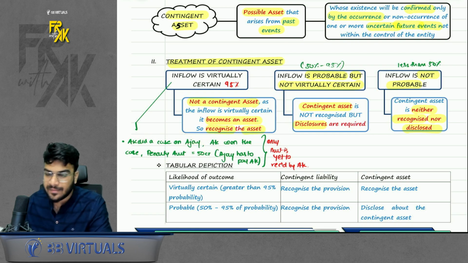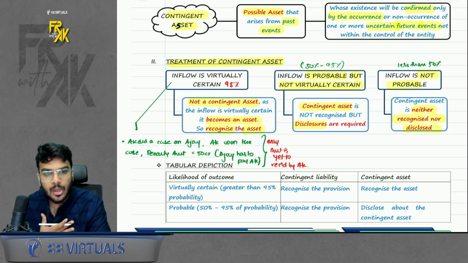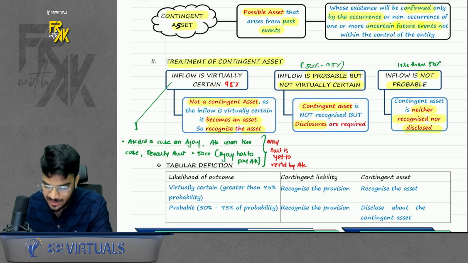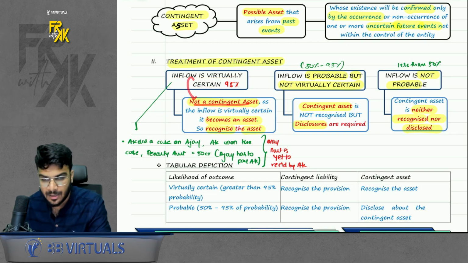Court has said to Ajay that Ajay has to pay 50 crores to me. Only the payment is yet to be received by me. In this case, we will say inflow is virtually certain. When the inflow is virtually certain, it is no more a contingent asset. It has become an asset. And when it becomes an asset, recognize the same.